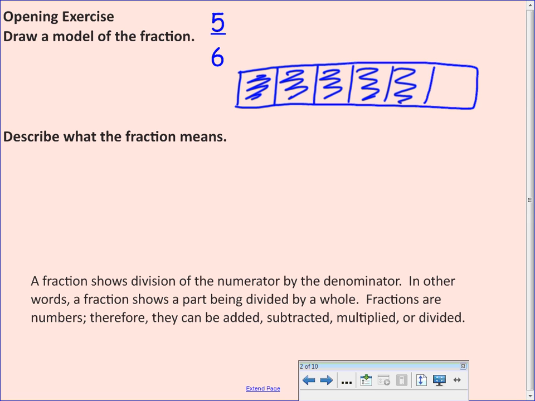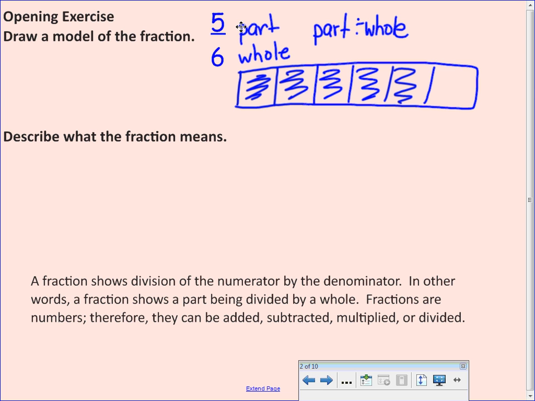Okay, so what does this mean? Well, we know that it means 5 out of 6. But what else does it mean? What did we say that that fraction bar could also mean? Division. So how else could we read this? 5 divided by 6. Right, 5 divided by 6. So 5 is our part, 6 is our whole. So this could also mean part divided by a whole.